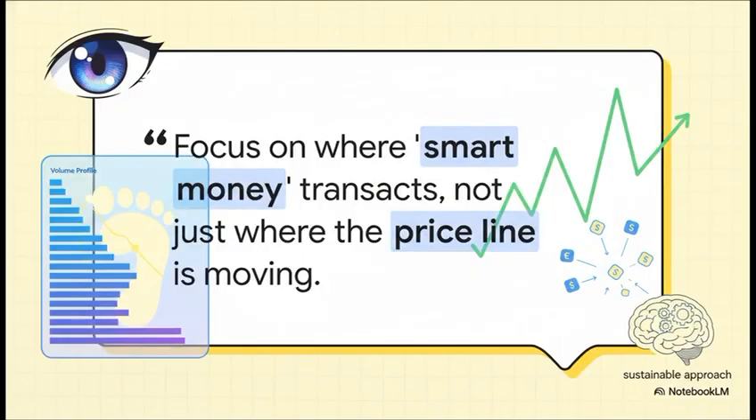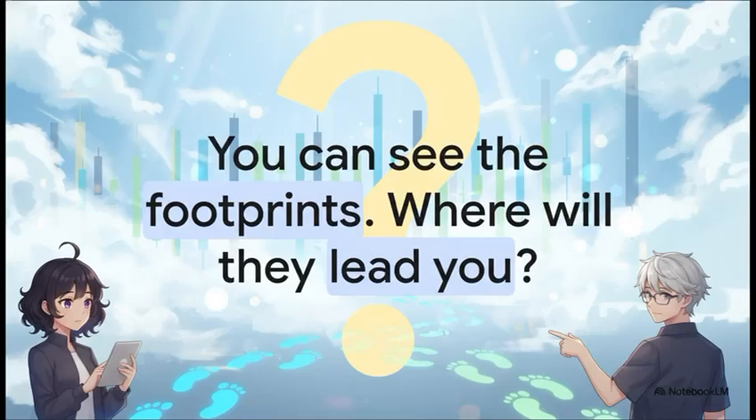And really, that's what it all comes down to. This isn't some magic indicator. It's about a sustainable way of thinking. It's about focusing your attention where the real business is happening. By learning to trace those big institutional footprints, you're aligning yourself with the way the market actually works. So the next time you look at a chart, force yourself to look beyond just the price line. Ask yourself, where's the volume? Where's the real action? The footprints are there, clear as day, right on the side of your chart. The only question left is, where are you going to let them lead you?